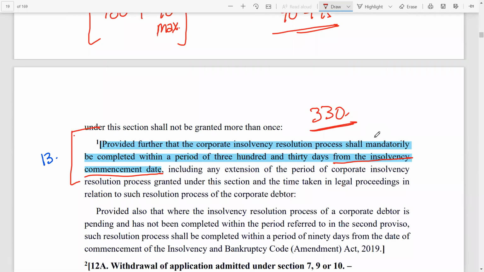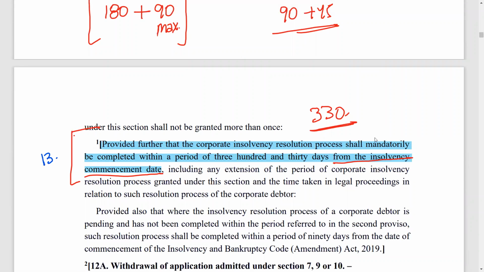Full stop. Then again, you are going to write "however", or maybe you cannot write "however" twice. So you can write 180 days from the date of the commencement of the CIRP process. Thereafter, a single extension can be granted for 90 days if the CIRP process is not completed within 180 days. However, the entire CIRP process must be completed within 330 days, including any extension which has been granted for the legal proceedings. So this is an important amendment.